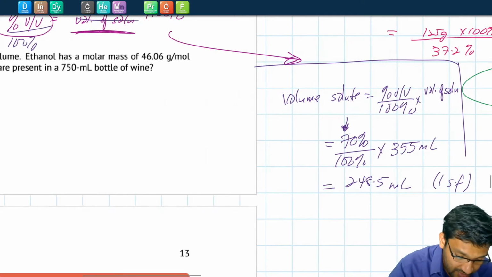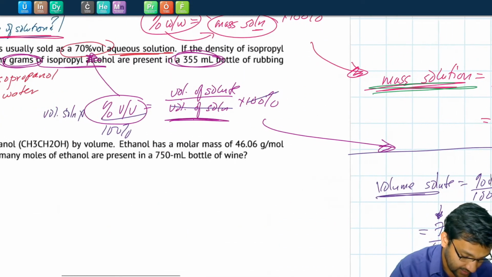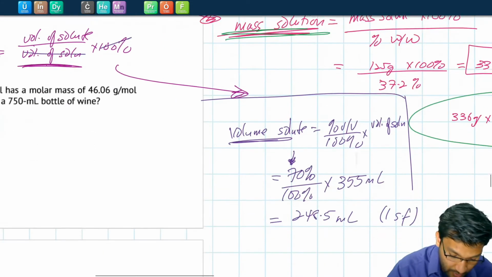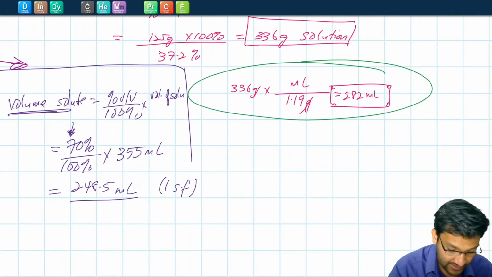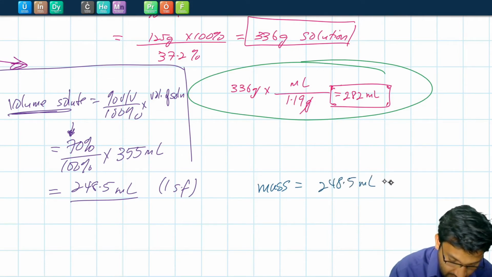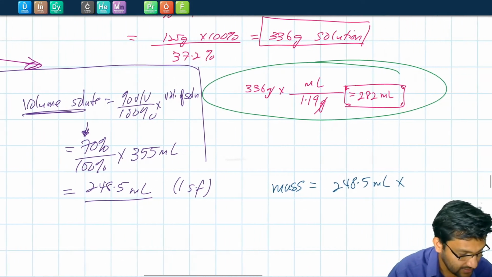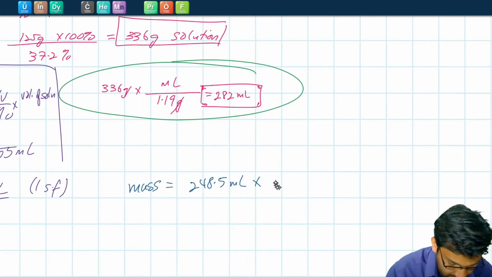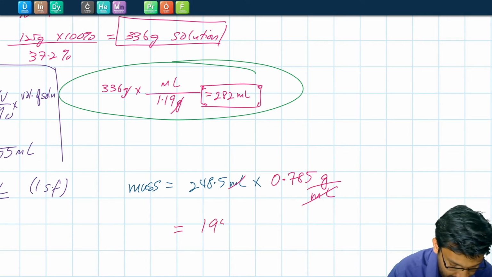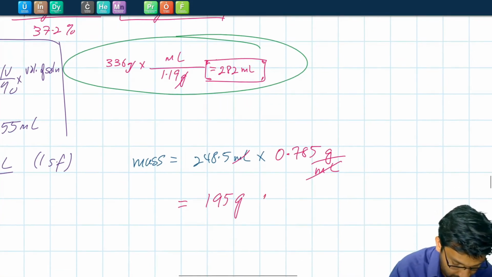Okay, we have the volume of solute, but that's not what the question is asking us for. It asks us for how many grams of solute we have. Isopropanol is our solute, and it wants the grams. We have the volume, but we do know that if we have the volume and we have the density, we can find the mass. So the mass will be equal to the volume, 248.5 milliliters, times the density, which is 0.785 grams per milliliter. So you plug those numbers into your calculator and you get about 195 grams of isopropanol.